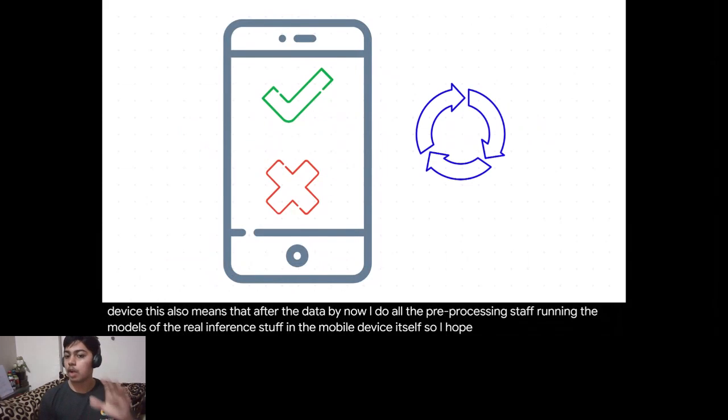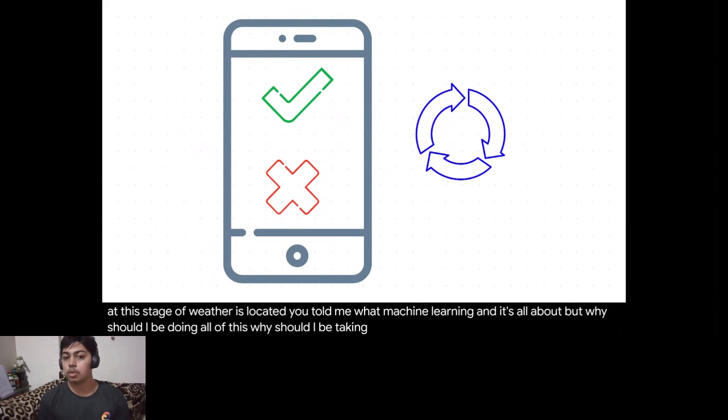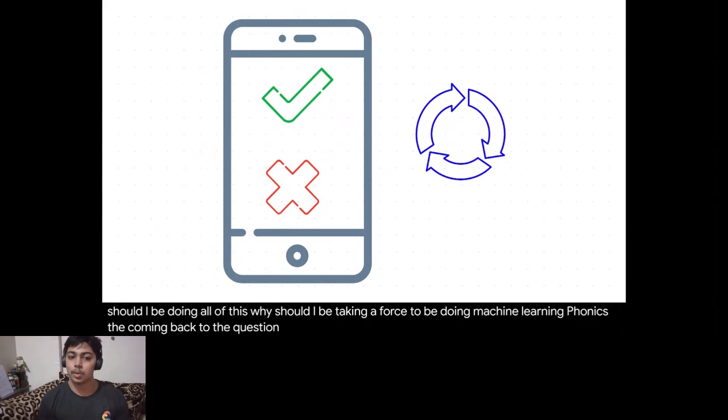So I hope all of you have a question at this stage, which is, okay, Rishit, you told me what machine learning on edge is all about, but why should I be doing all of this? Why should I be taking the effort to do machine learning on edge? So coming back to the question, why should you care about machine learning on edge?